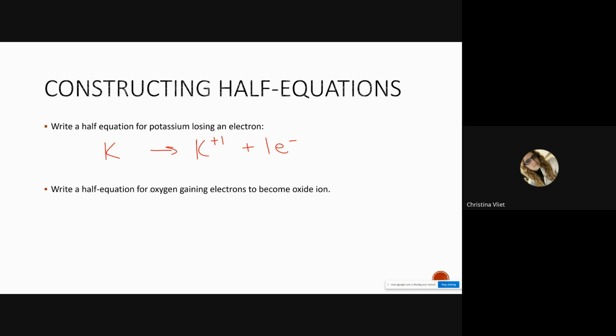And then oxygen gaining electrons to become the oxide ion. Now, technically, we're not doing the full reaction, so we would just do O goes to O minus 2. We need to place the 2 electrons on the reactant side, because they're going into oxygen. That's the reason why. So O plus 2 E minus goes to O minus 2.